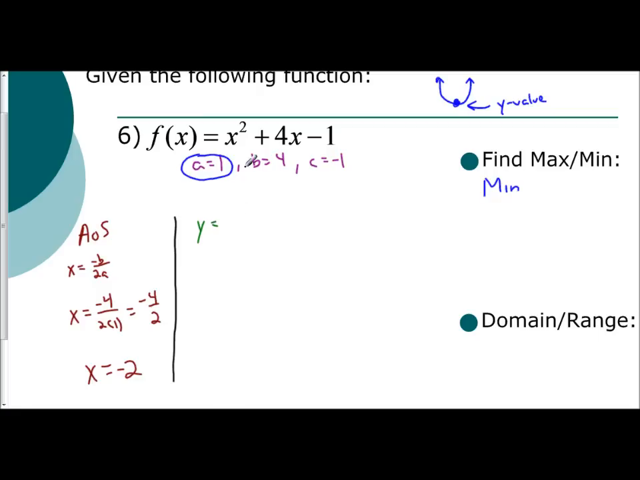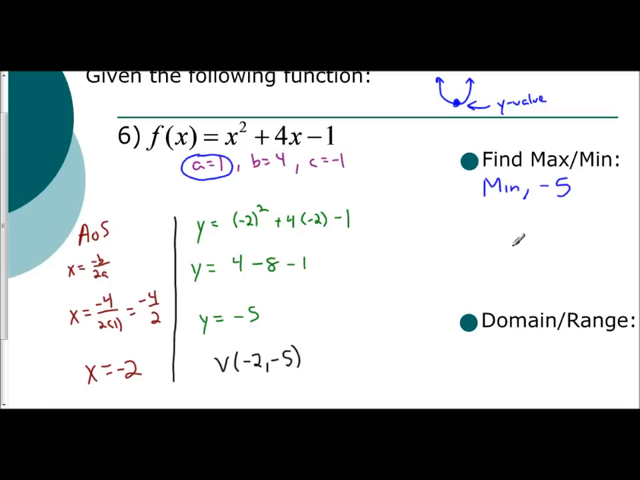So y equals x squared, so inside parentheses negative 2 squared, plus 4 times negative 2 minus 1. So negative 2 squared is 4. 4 times negative 2 is negative 8. Minus 1 is going to give me negative 5. And so that tells me my vertex is the coordinate negative 2, negative 5. And so negative 5 represents my minimum value. The minimum value is negative 5.